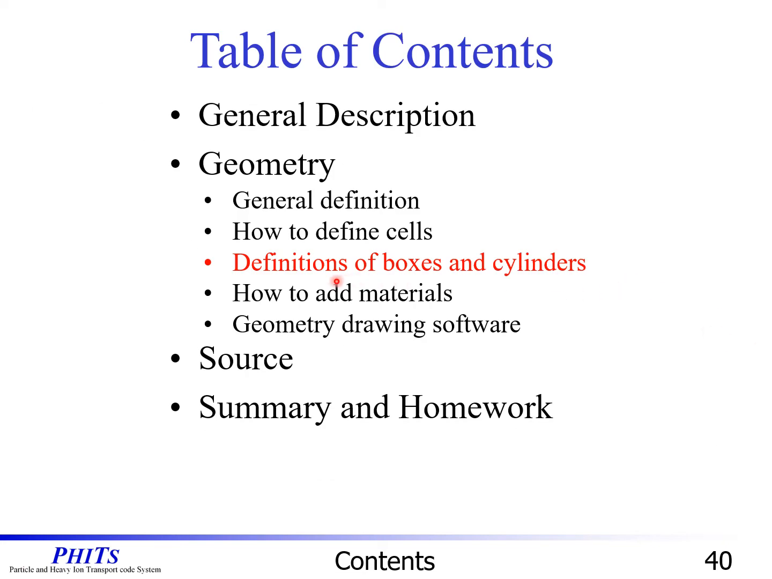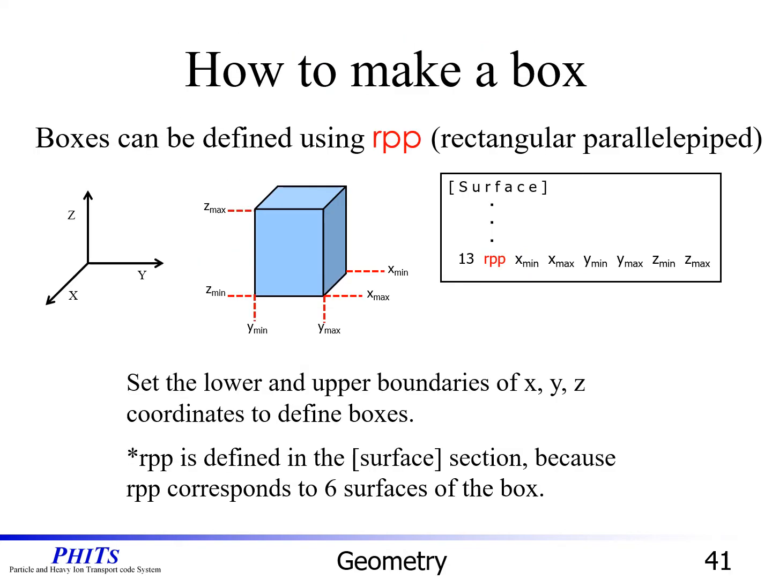Next is definitions of boxes and cylinders. This slide shows how to make a box. Boxes can be defined using RPP, which is rectangular parallelepiped. This surface needs 6 parameters to set minimum and maximum of XYZ coordinates. Please note that RPP is defined in the surface section because RPP corresponds to 6 surfaces of the box.